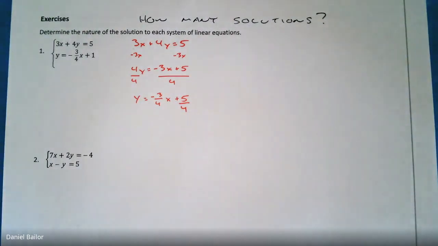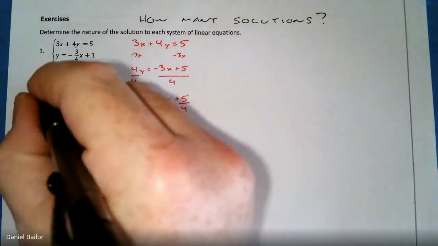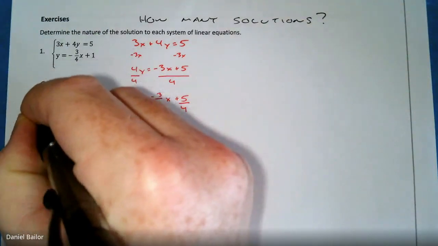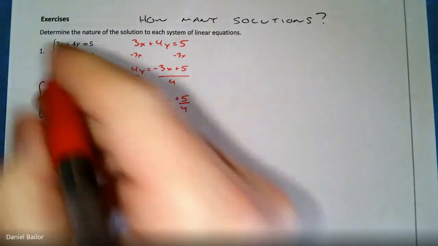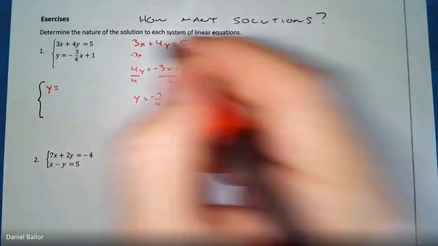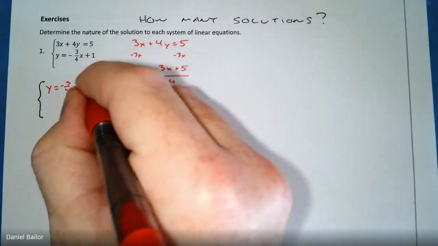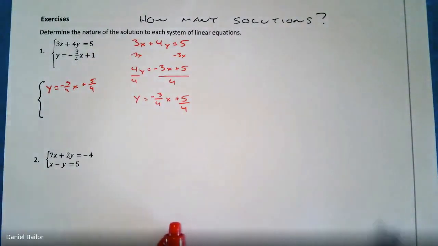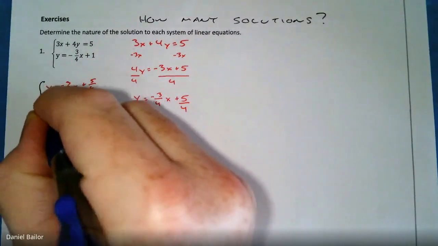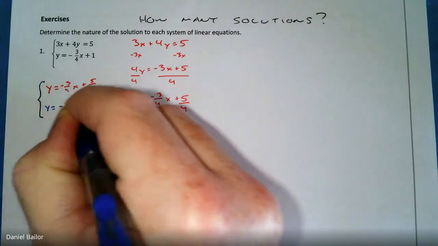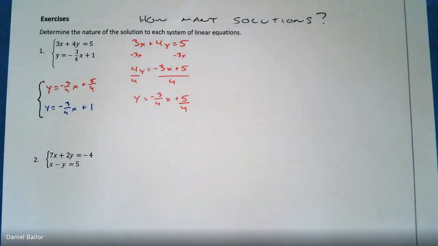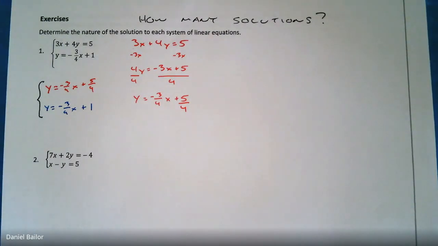So now I can rewrite my system because I have both in slope-intercept form. I have y equals negative 3/4 x plus 5/4, and I have y equals negative 3/4 x plus 1. Now we need to decide how many solutions this has. So let's look at the chart.